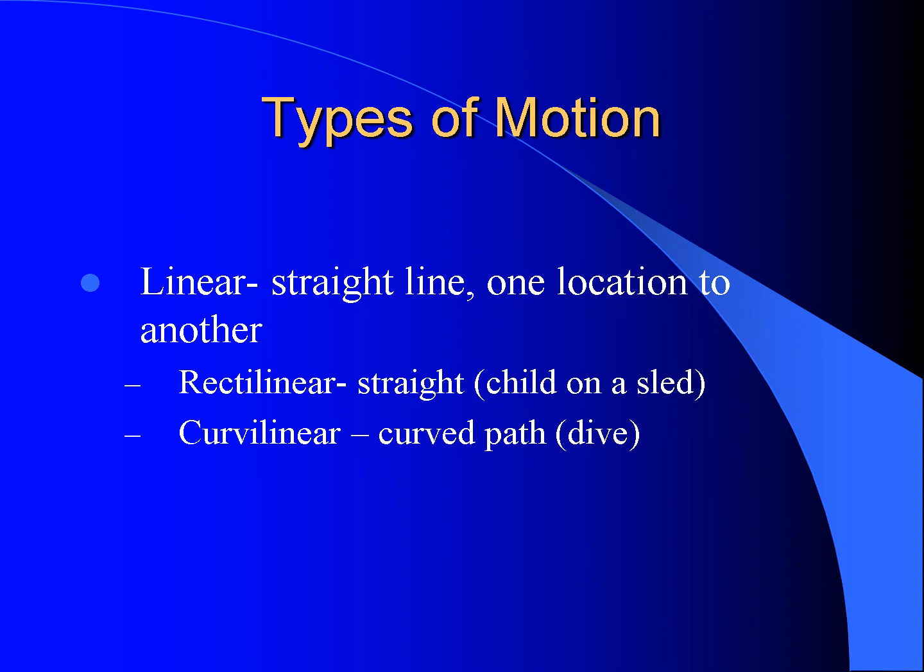Looking at linear movement, it's straight line movement, as I mentioned, from point A to point B. There are two different ways that can occur. Rectilinear is described in your book as maybe a child on a sled moving in a straight line from the top of a hill to the bottom of the hill, point A to point B. Curvilinear would be somebody who would be, say, for instance, diving on a diving board. They are going from point A to point B in the water, but they take more of a curved or arced pathway.